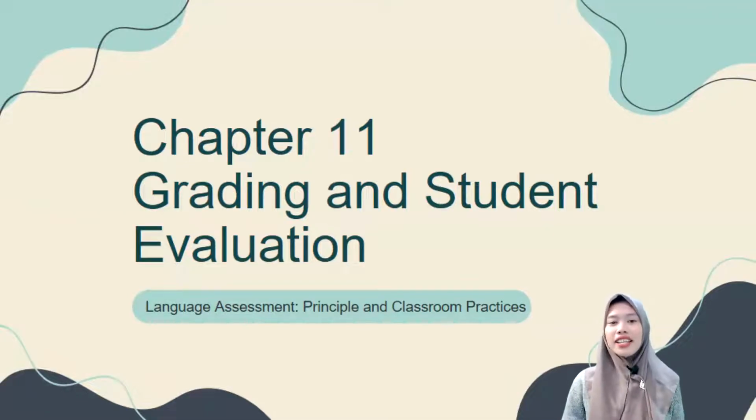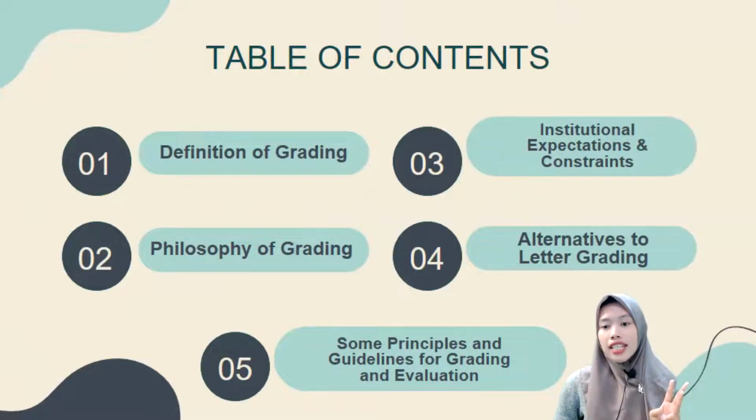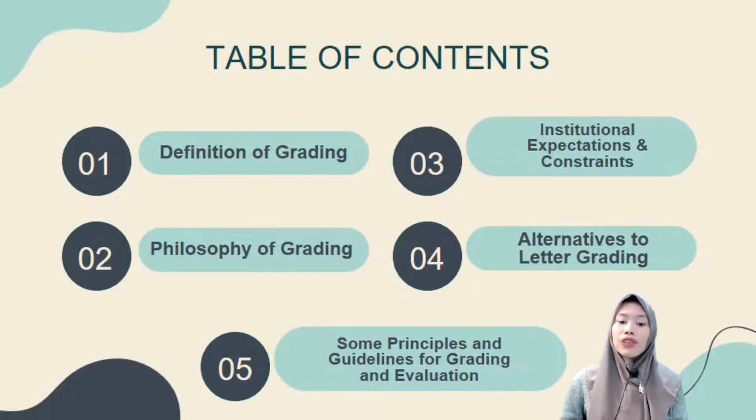Okay, today we are going to talk about chapter 11, Grading and Students Evaluation. This is the last chapter of this book, Language Assessment Principle and Classroom Practices. Let's get started. This is the table of contents. There are 5 subchapters. The first is definition of grading. The second is philosophy of grading. The third is institutional expectation and constraints. The fourth is alternatives to letter grading, and then some principles and guidelines for grading and evaluation.